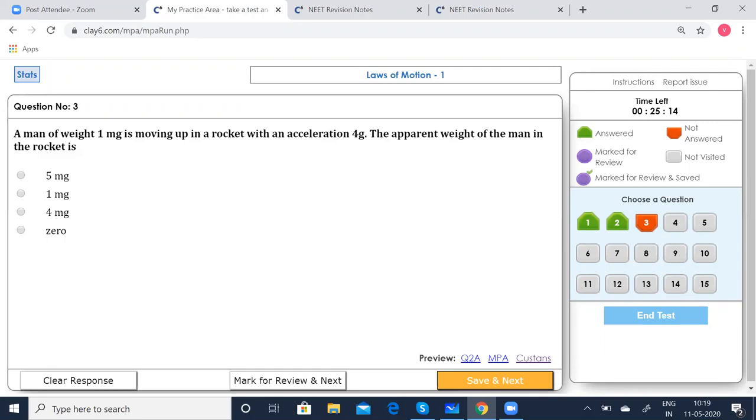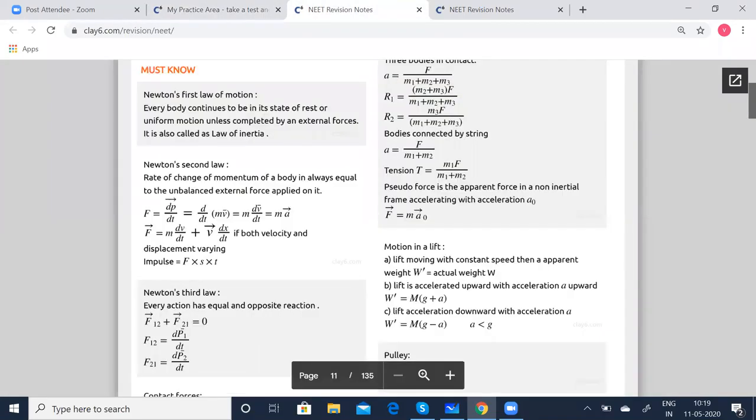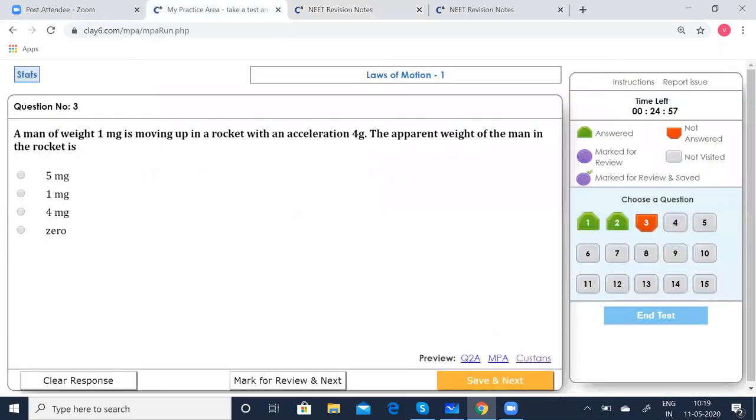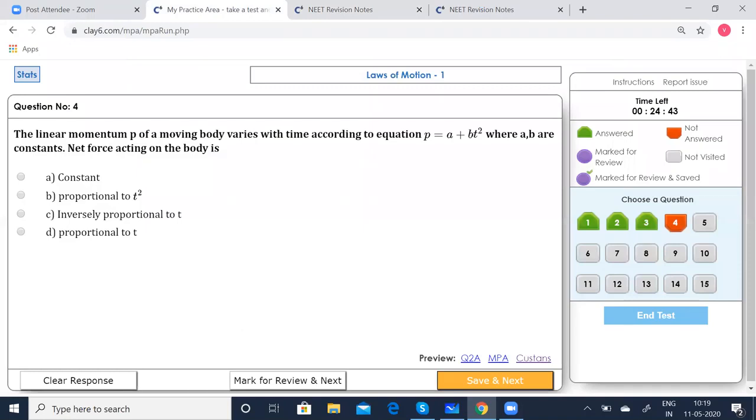Again, it is more like the lift problem. Here you can see that W dash is equal to m times g plus a. You can substitute here: m times g plus 4g, which is equal to 5 mg. So option A is correct. Save that. Go to the fourth one.